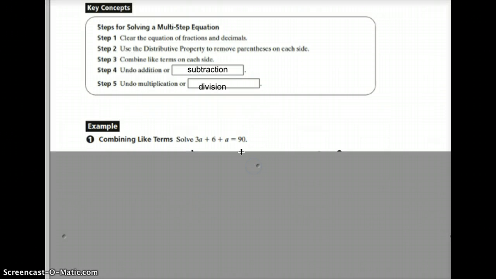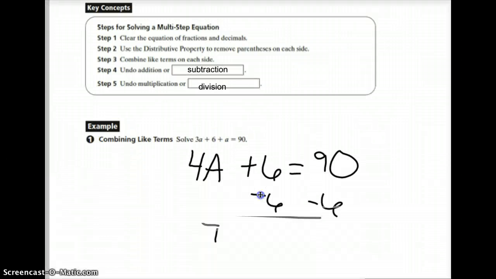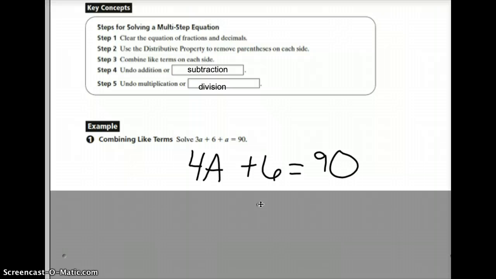So we're combining like terms here first. Notice we have the 3a and the a. So 3a plus 1a gives us 4a. The 6 cannot be combined because it's not a like term. So we're left with 4a plus 6 equals 90. So we've already started the problem with step 3, which is combining like terms on each side.